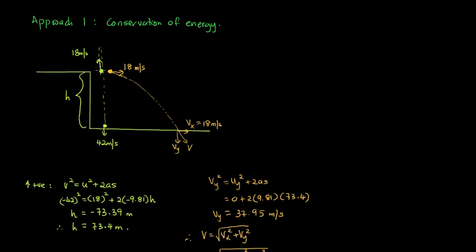Initially, the object has potential energy and kinetic energy, right? What is the potential energy here? The GPE, the gravitational potential energy, equals mgh, where h is the height. Now, what is the KE here? KE is half mv squared, right? So the total energy is GPE plus KE.